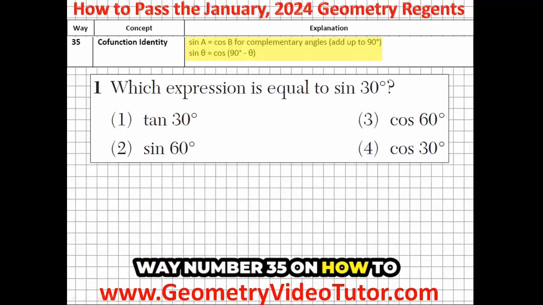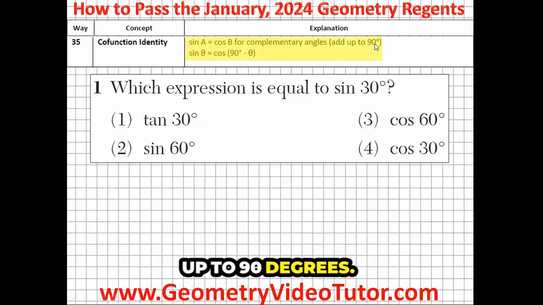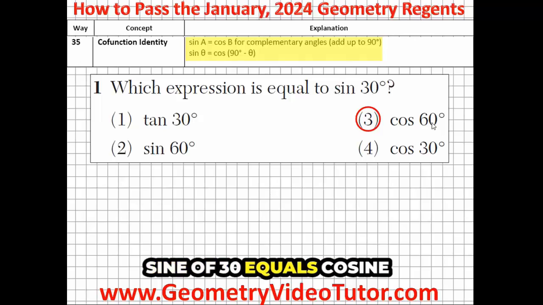Way number 35 on how to pass the January 2024 Geometry Regents. For cofunction identities, the sine of A is equal to the cosine of B for complementary angles, meaning angles that add up to 90 degrees. So which expression is equal to sine of 30? Well, the answer is going to be choice 3, cosine of 60. Sine of 30 equals cosine of 60.